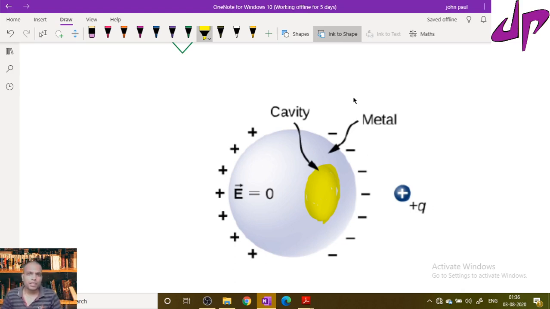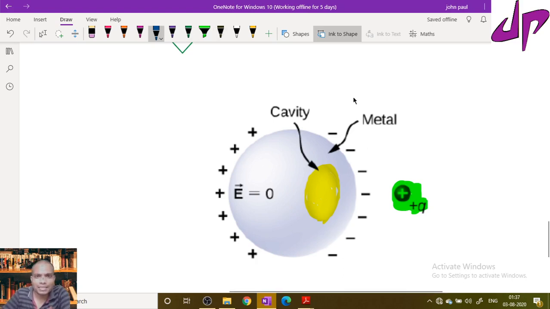Now if the hole is present inside a metal, and that metal is kept in an external electric field. Here this positive charge gives me the external electric field. Because of the polarization, you can see the negative charge is accumulated towards the positive side of the external electric field, and oppositely on the other side the positive charge is accumulated.